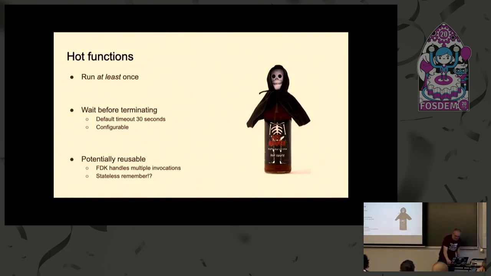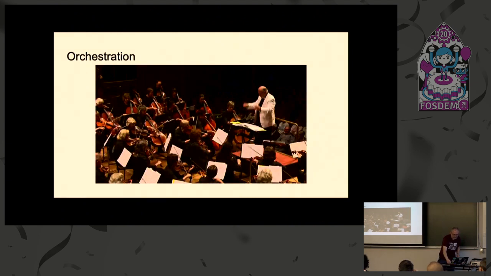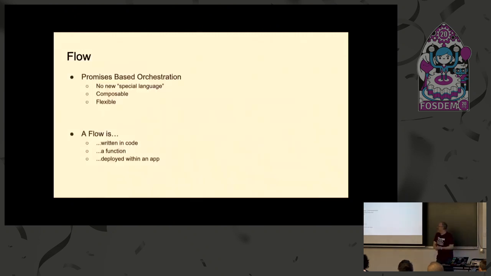Orchestration. The functions are quite small, so they're not going to do a great deal individually, so we need a way to orchestrate them. In FN, we have something called Flow. It's promises-based orchestration. Unfortunately, for those who like XML and YAML, it's not a new dialect of that. It's Java or Python, and you use that to compose your functions together.